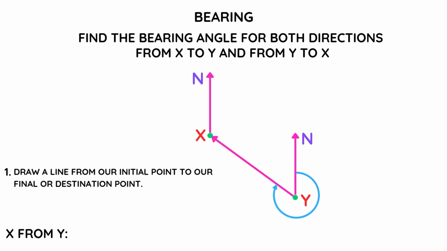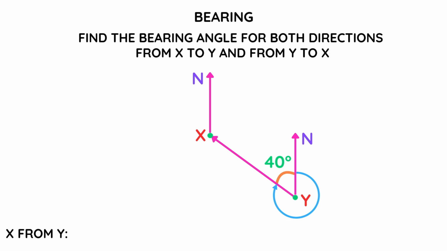Now, measuring this angle can be a bit tricky sometimes, so you can start by measuring the smaller interior angle. Let's say this angle is 40 degrees. To find the bearing, that is the larger blue angle, we can subtract 40 from 360 to get 320 degrees. Therefore, the bearing of x from y is 320 degrees.